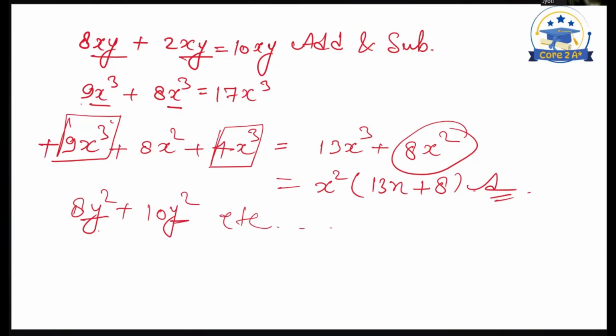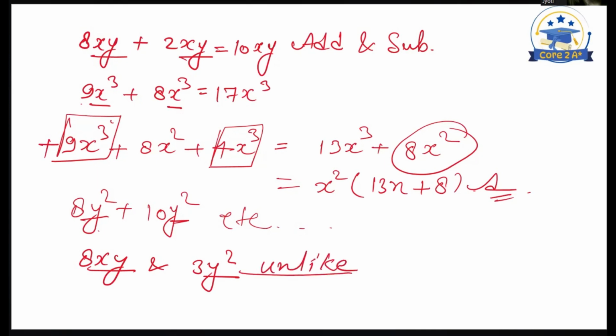If two or more terms have the same variable, it means all are like terms. And unlike terms are just the opposite of like terms. Suppose 8xy and 3y square. Both have different variables, so it means both are unlike. Right? Unlike terms.